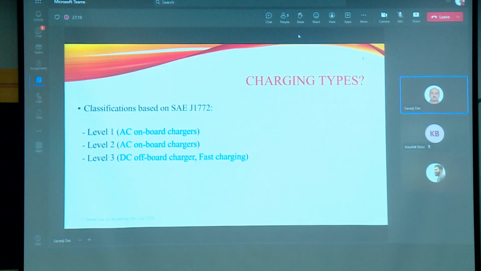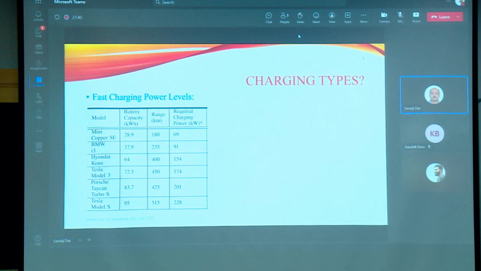Now, if we look at the classification based on SAE J1772, there are three types of chargers: level 1 AC onboard chargers, level 2 AC onboard chargers, and level 3 DC offboard chargers, which is fast charging. This is basic statistics of some of the cars, their range and required fast charging power. Here you can see that especially for the Tesla cars, you need quite high powered charging. Tesla Model 3 has 174 kilowatt, Porsche has 201, Tesla Model S has 228. So you can see how high a power charger is required for charging these cars.